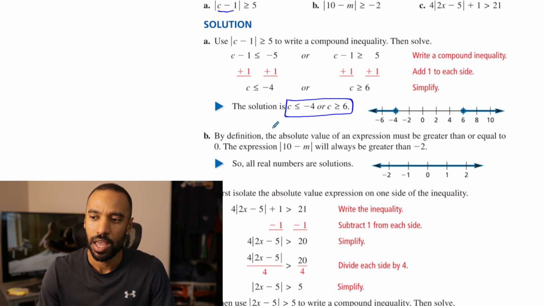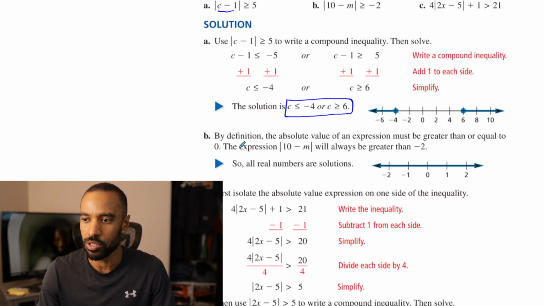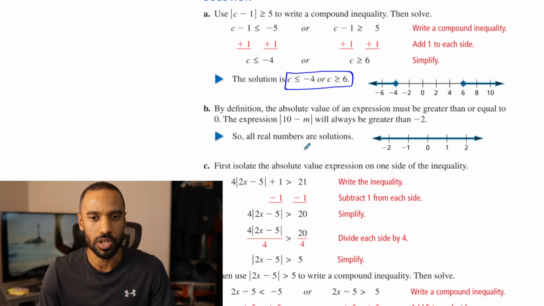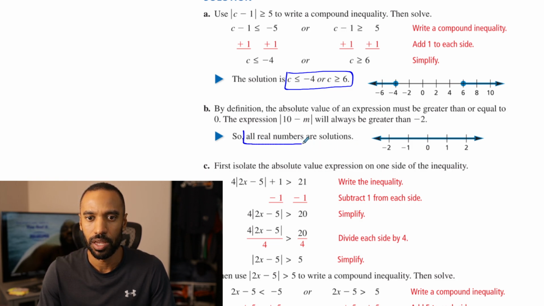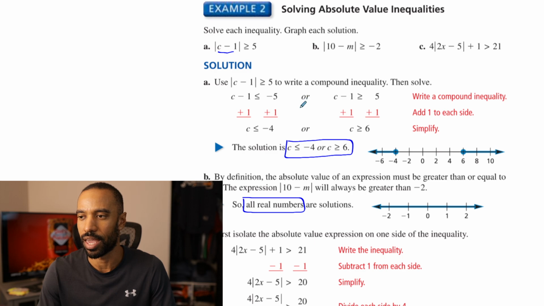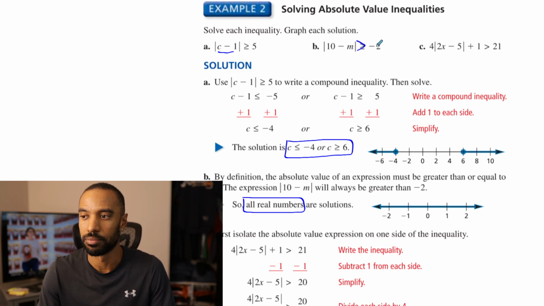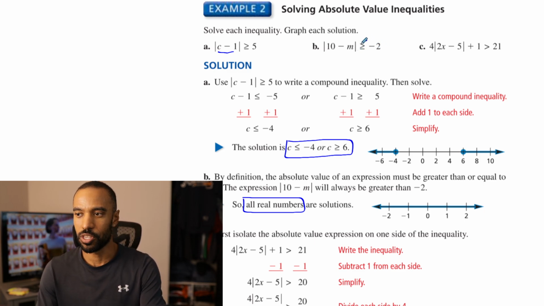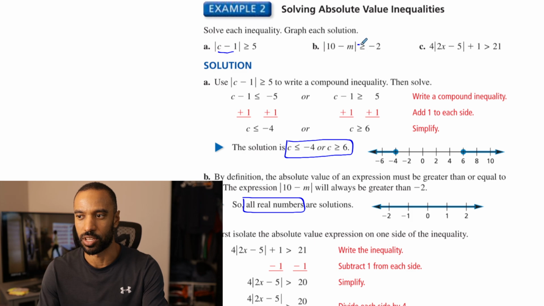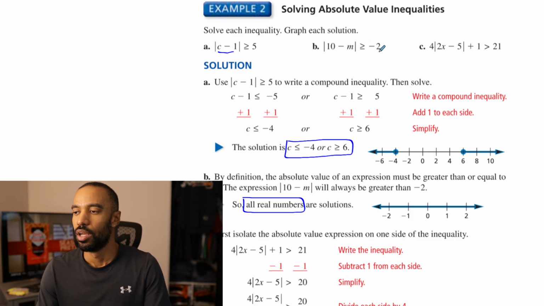So what do they say? By definition, it must be greater than or equal to 0. So absolute value of 10 minus m will always be greater than negative 2. This is all real numbers. All real numbers are solutions. That's the answer. You can plug in anything so long as it's 0 or positive. And anything here greater than or equal to negative 2 will be 0 or positive, even if it said greater than. If it said less than, no, you can't do that. That's not going to work. If it said equal to, no, it's just not going to work.